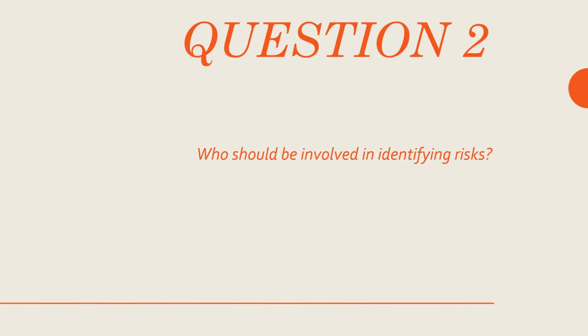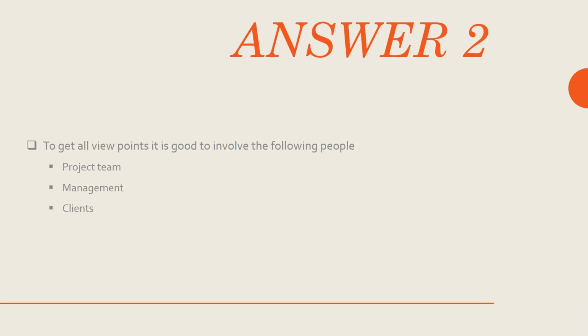Question 2. Who should be involved in identifying risk? Okay, to get a proper perspective on the risk involved, I believe it's good to involve the following people: the project team, the management, and the clients. Giving different perspectives allows you to see problems that you may not normally see on a project.